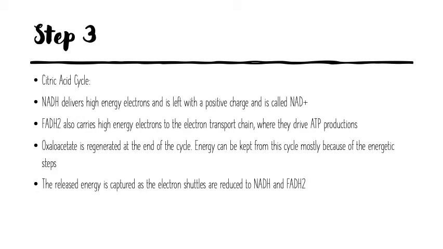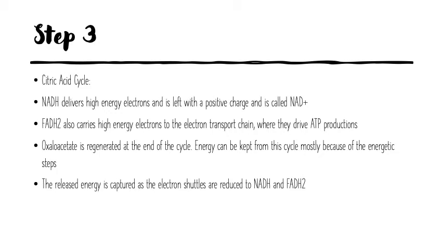Step 3, we have the citric acid cycle. A lot of us have already heard about this in some of our other prerequisite courses. So we'll just go through an overview of what that is. So during the citric acid cycle, NADH delivers high energy electrons, and we're going to be left with a positive charge on the NAD. So this is the NAD+. The FADH2 is also going to carry high energy electrons to the electron transport chain, where they will drive ATP production. So we need to keep that in mind.